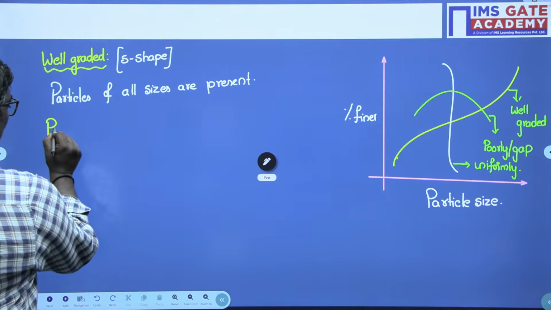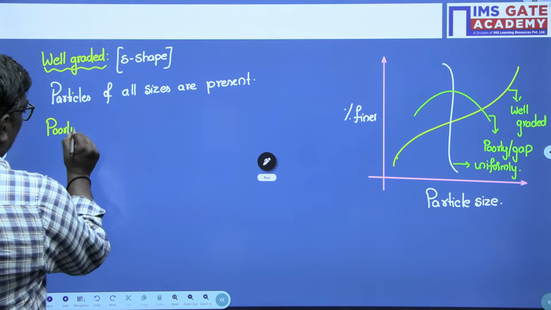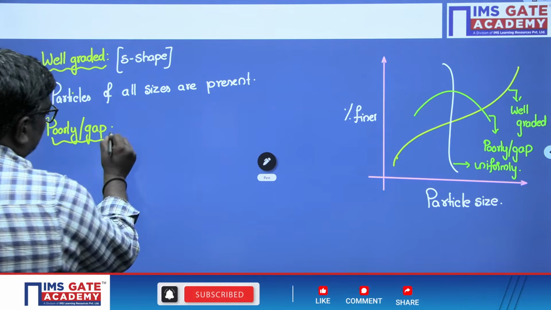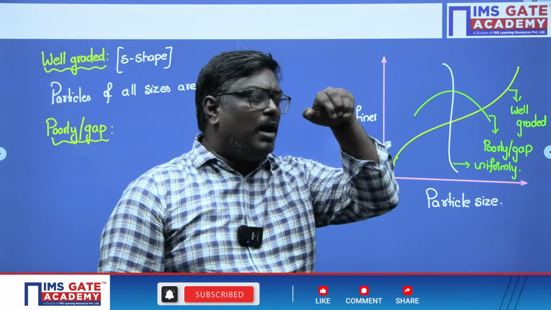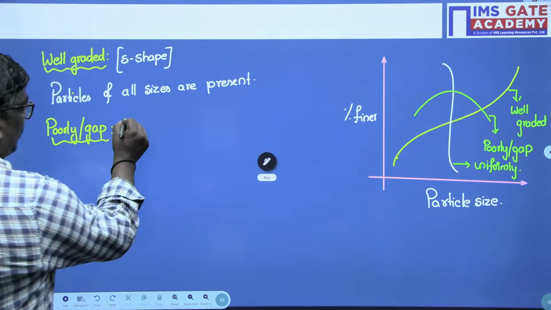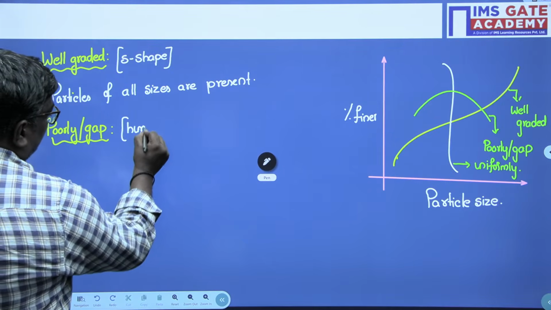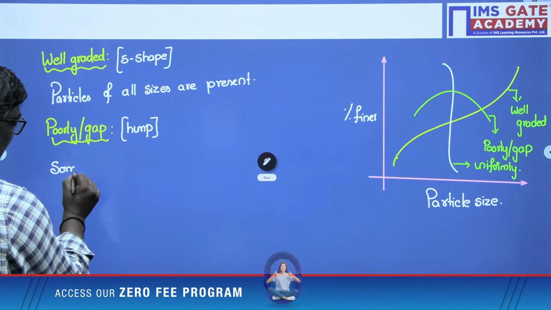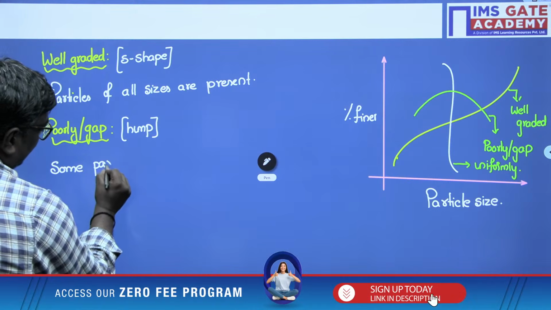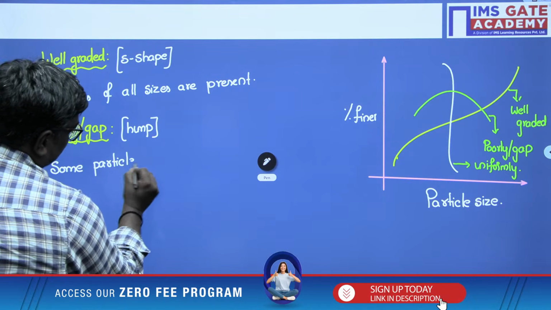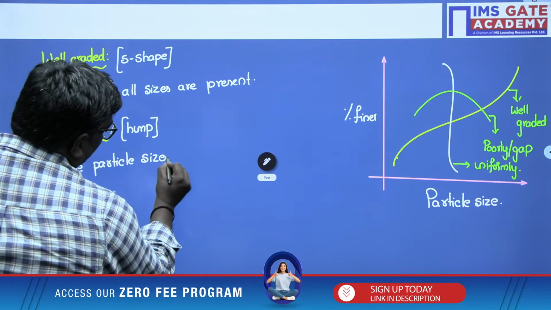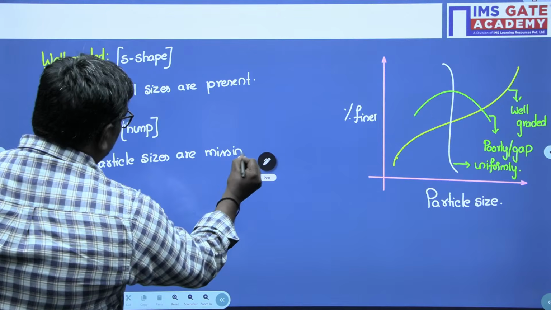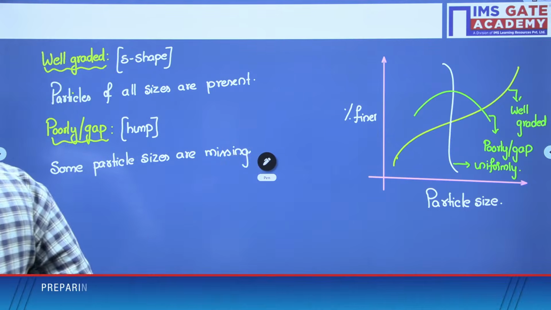Similarly, poorly graded, or we can say gap graded soil, is in the form of a hump shape. So it is in the form of what, sir? Hump shape. What is poorly graded? Some particle sizes are missing. So poorly graded or gap graded can be taken as some particle sizes are missing. Any doubts in this, sir?